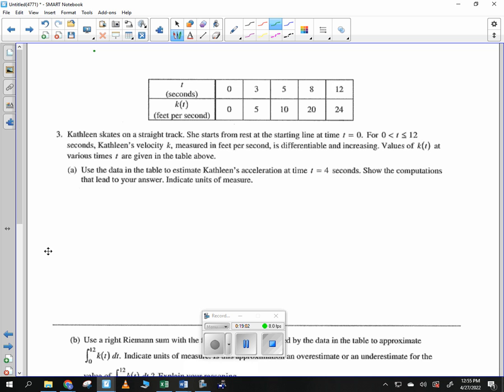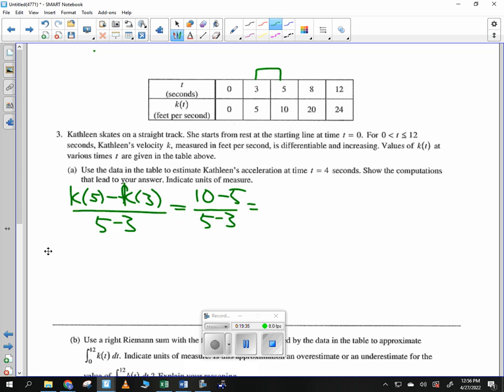All right, Kathleen is skating. Use the data in your table to estimate Kathleen's acceleration. Well, this is velocity, isn't it? How do we come up with the acceleration? Derivative. We can't take a derivative really, so it says estimate. We're going to use rate of change using slope, so we're going to use those two. So we have simply k of 5 minus k of 3 divided by 5 minus 3. We had 10 minus 5 over 5 minus 3, and we get 5 over 2.